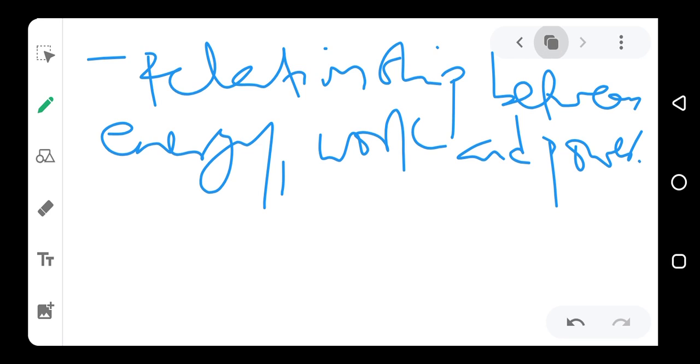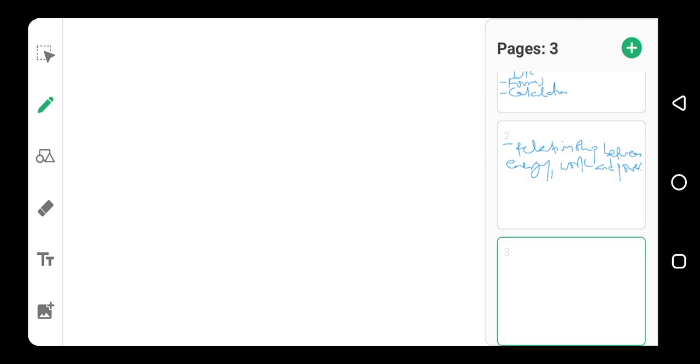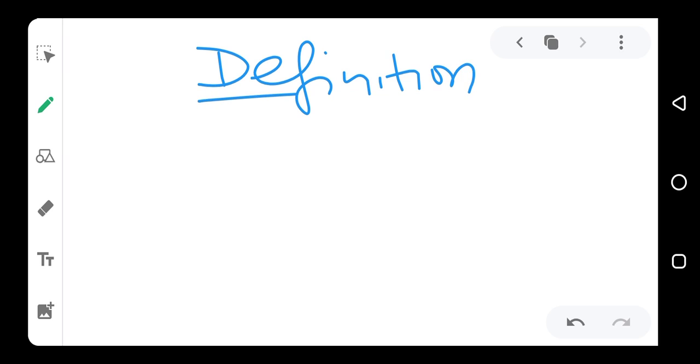Now, definition. Energy is defined as the ability to do work. That is how we define energy. If any person asks you to define energy, you say that energy is the ability to do work or the capacity to do work.